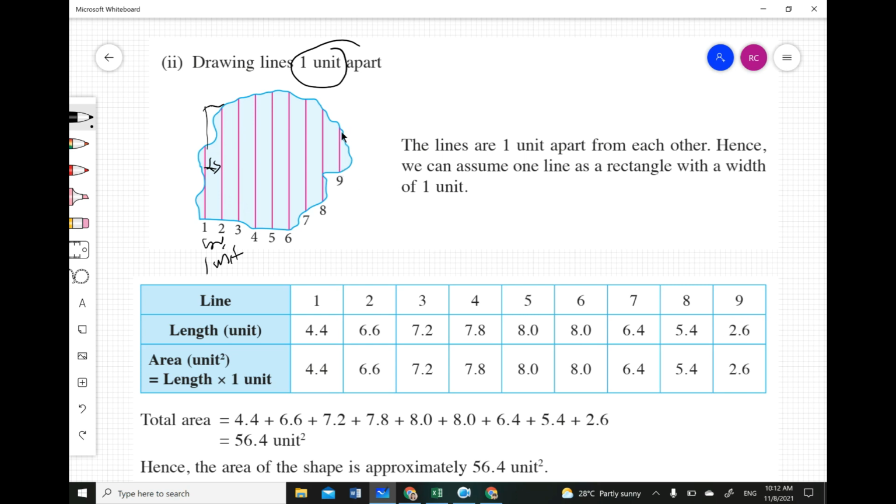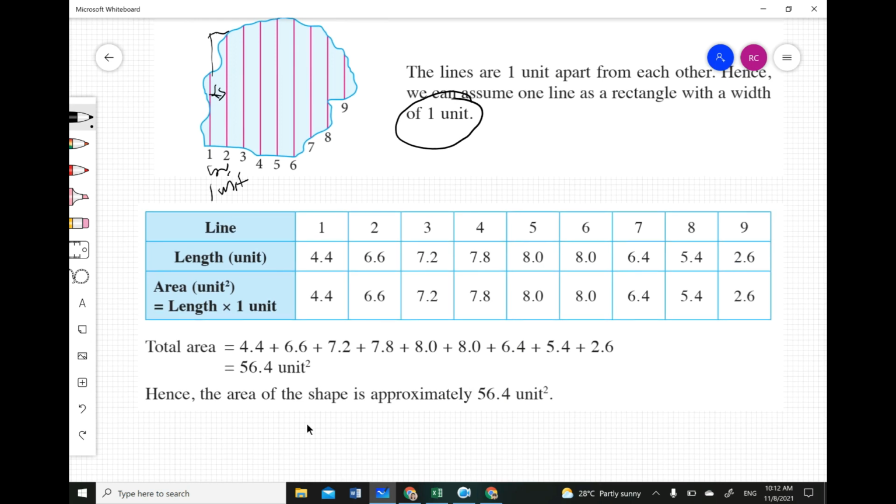This is the one. After that, each of the lines will be multiplied by 1 unit. So it's simple. When you get 6.6, the answer is 6.6. When you get 7.2 multiplied by 1 unit, you also get 7.2. So what you need to do to find out the total area is add up all of this. Okay? So after you add up everything, the total area that we will get is equal to 56.4 units squared.